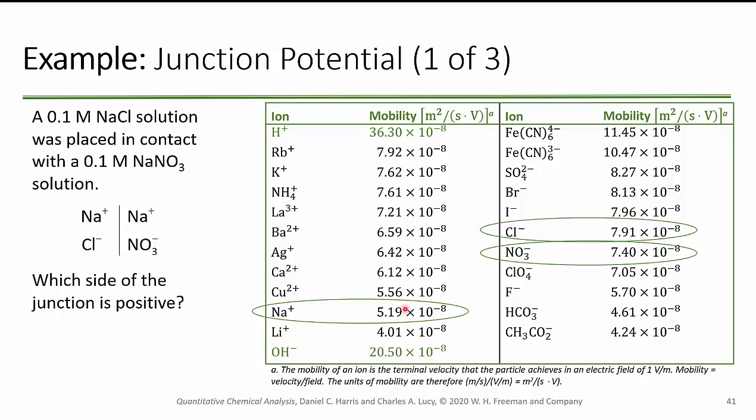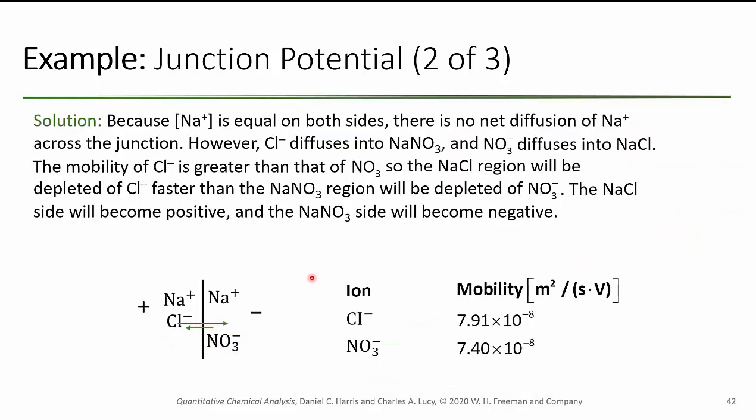So we would expect our two sodiums to do the same thing. So we're really looking at what's the difference between our chloride and our nitrate. Because the sodium is equal on both sides, there is no net diffusion of the sodium across the junction. However, chloride diffuses into the nitrate, and nitrate is going to diffuse into the sodium chloride. Now you've got your peanut butter in my chocolate, and your chocolate in my peanut butter.